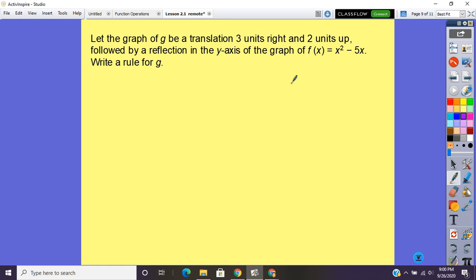So instead of describing the transformation, we actually have to do the transformation. Our original function that we're going to transform is x squared minus 5x. And now let's go through and actually write out all the things that we're going to have to do. So the first thing we have to do, translation 3 units right and 2 units up. So let's do 3 units right. Then the next thing we're going to do, we're going to color coordinate this, is 2 units up. And then we have a reflection in the y-axis.